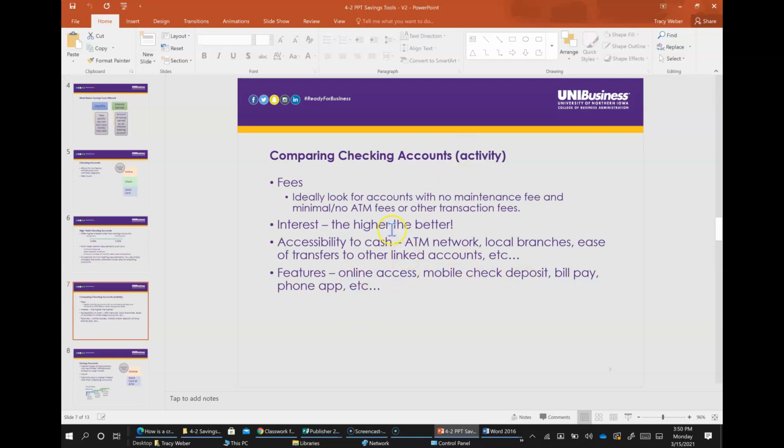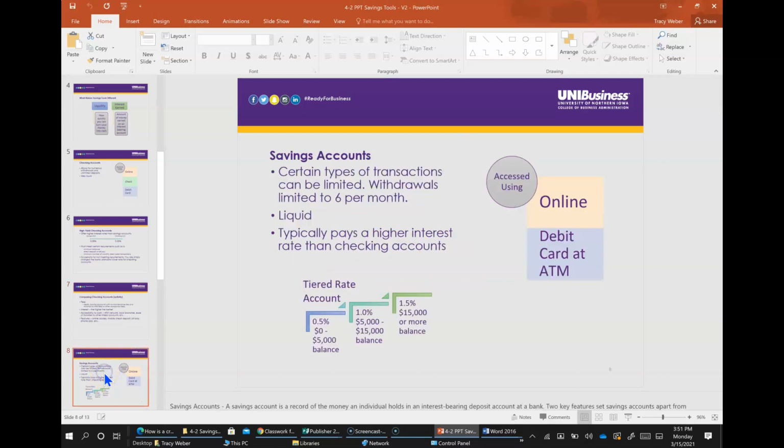So we'll worry about this activity later. Let's carry on here and learn about the other types of ways to save at financial institutions. So this is slide 8, savings accounts.